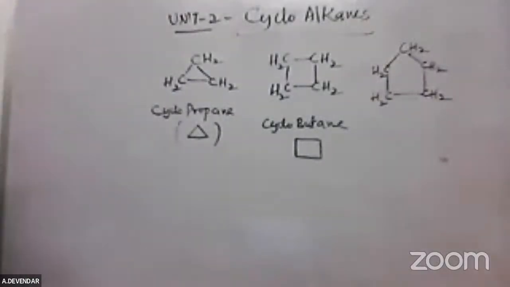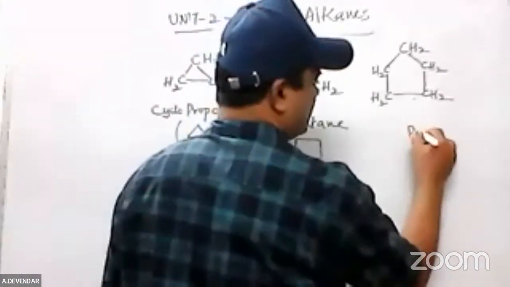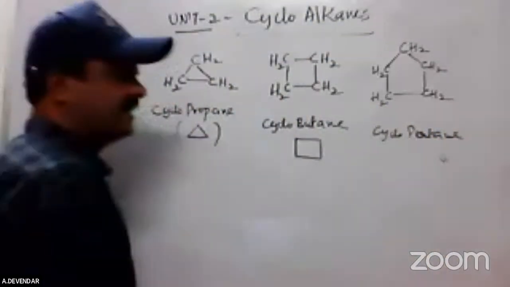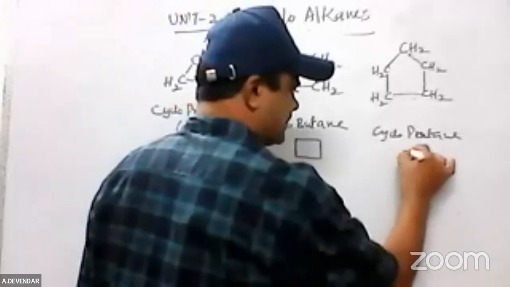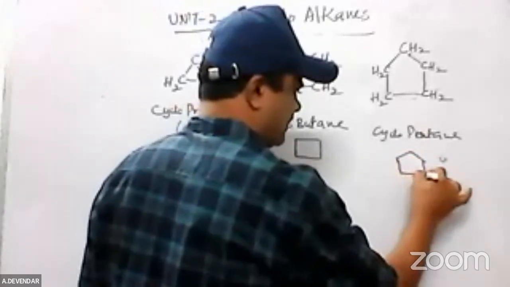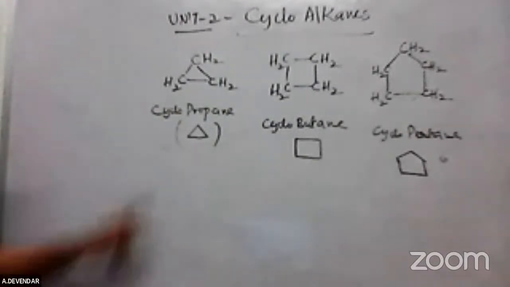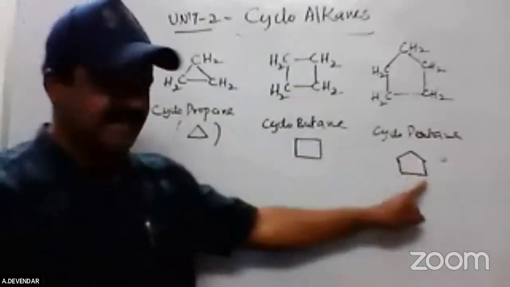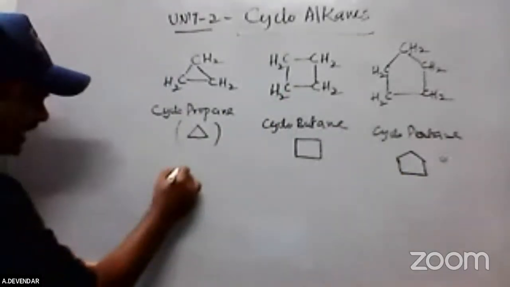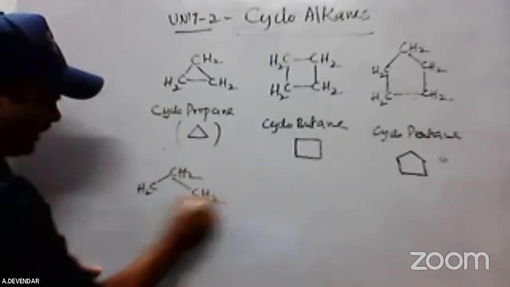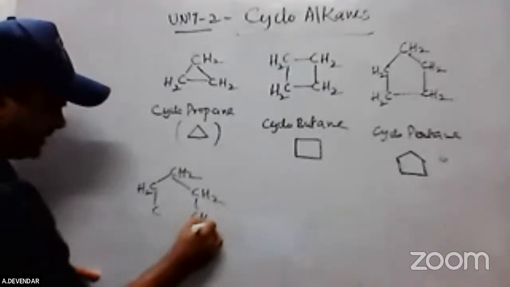See friends, here how many carbons? 5. Pent. And it is in cyclic form, cyclopentane. So cyclopentane I can represent as a hut, a house-like model, the hut model. Okay. Cyclopropane, cyclobutane, cyclopentane. You can also write however many carbons you want.